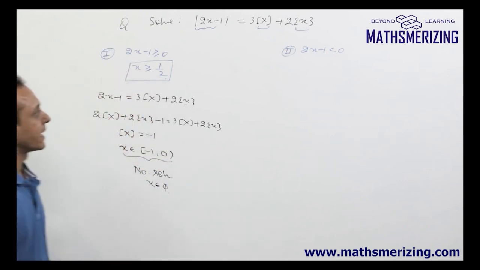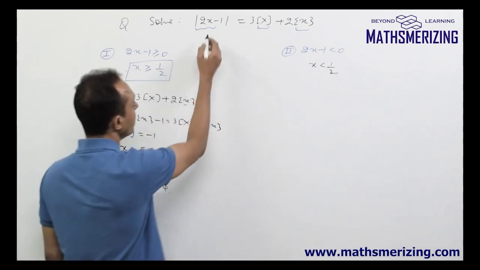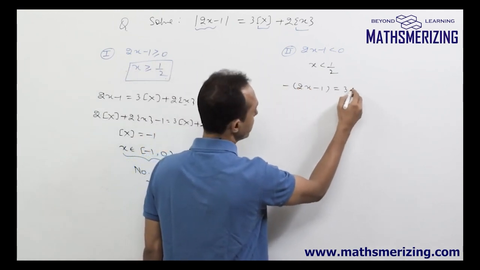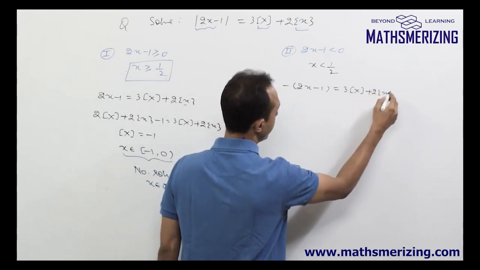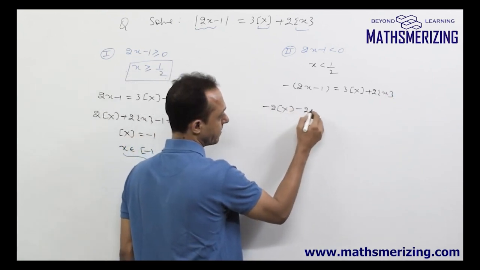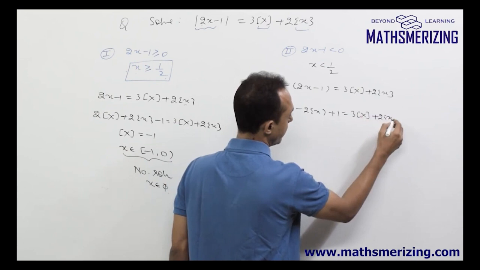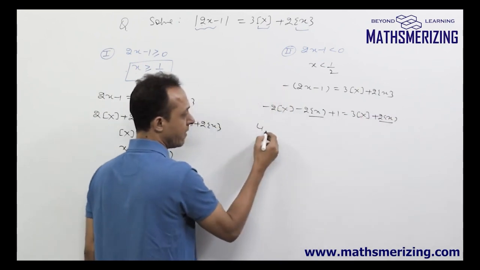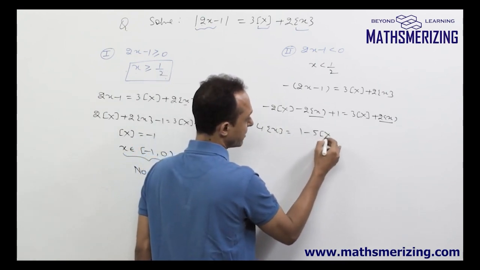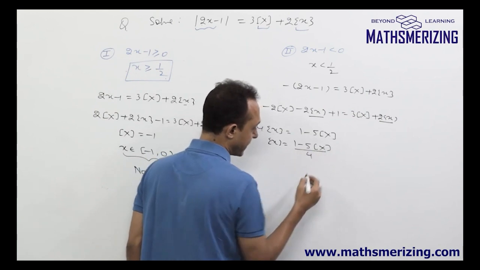Now, what about the second case? From the second case, when the value of x is less than 1 by 2, in that case the expression is negative, and mod is its negative. So I'll write minus of 2x minus 1 is equal to 3 times greatest integer function of x plus 2 times fractional part of x. So again, I'll change x. So I'll write minus 2 times greatest integer function of x minus 2 times fractional part of x plus 1, and this is 3 times greatest integer function of x plus 2 times fractional part of x. So now I'll take fractional part of x. So I'll write 4 times fractional part of x is 1 minus 5 times greatest integer function of x. That is, fractional part of x is 1 minus 5 greatest integer function of x, divided by 4.